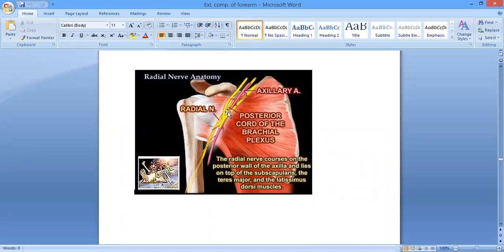Okay? The fibers coming into it are coming from all the roots. And what will its root value be then? C5, 6, 7, 8, T1, okay? The radial nerve is the largest branch of the brachial plexus, and it is also a terminal branch of the posterior cord, and its root value is C5, C6, 7, 8 and T1. Okay, can someone tell me the course?